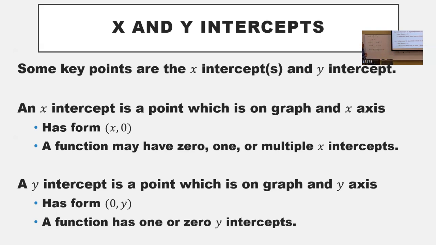Functions could have no x-intercepts sometimes. It could have one x-intercept. It could have lots of x-intercepts. Absolute value functions will have 0, 1, or 2.